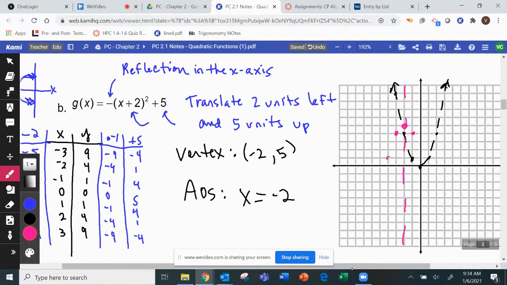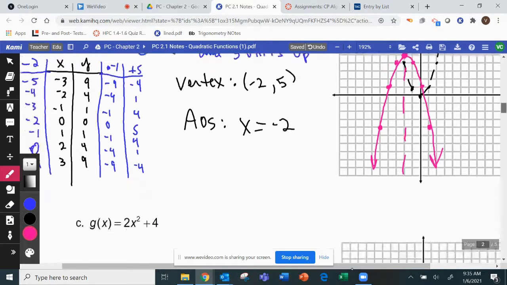Or since there wasn't a stretch or a shrink on this, I can actually just follow the pattern, follow the pattern of how far the points are spaced. And then we have our graph.